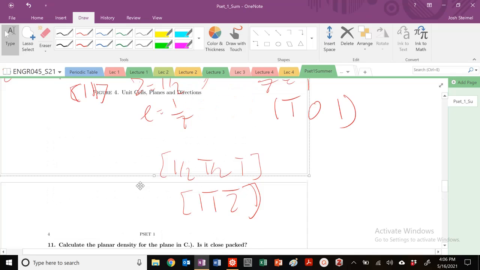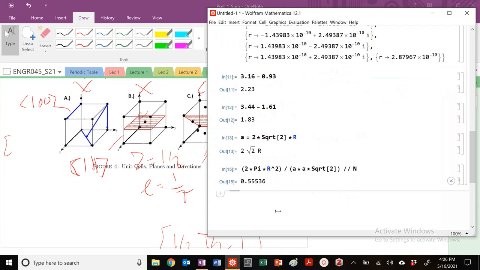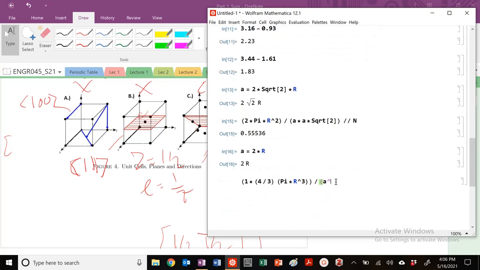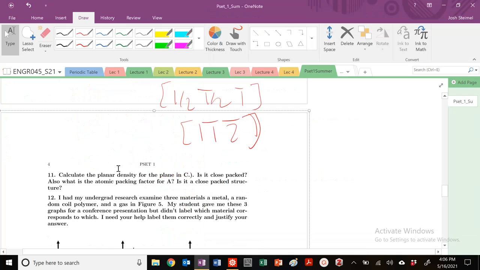Atomic packing factor for A, is it a close packed structure? We know for simple cubic it is not a close packed structure, but let's go ahead and look at it. For atomic packing factor, 1 times the volume of a sphere, so 4/3 times pi times r cubed. I know you're probably cringing at my parentheses, but don't worry about it. And then my A, let's say I'm going to redefine my A. This is dangerous, don't do this. But my A is equal to 2 times r for a simple cubic structure. So A cubed, what do you know? And it is less. So we're good to go.